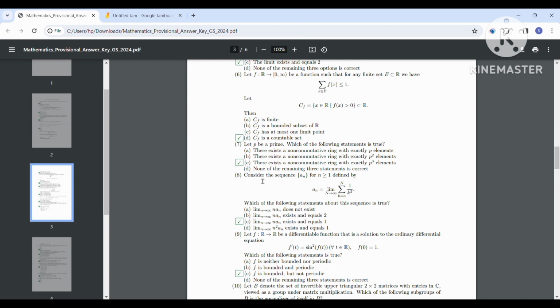So the next one: let p be a prime. Which of the following statements is true? There exists a non-commutative ring with exactly p elements, there exists a non-commutative ring with exactly p square elements, there exists a non-commutative ring with exactly p cube elements.